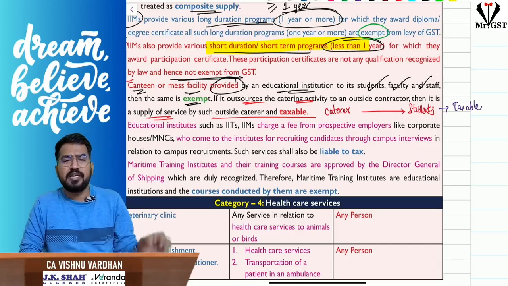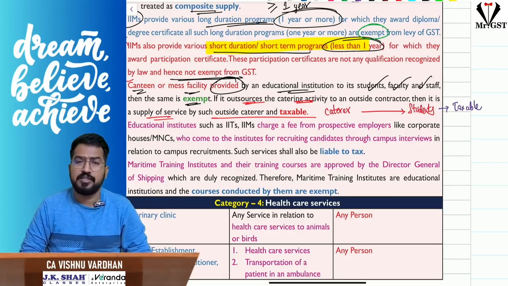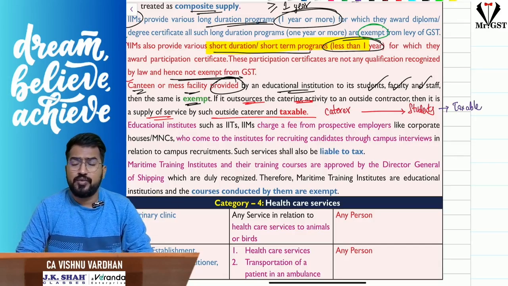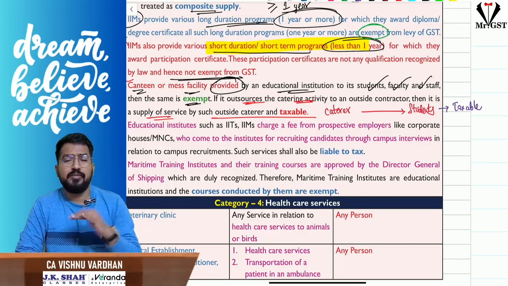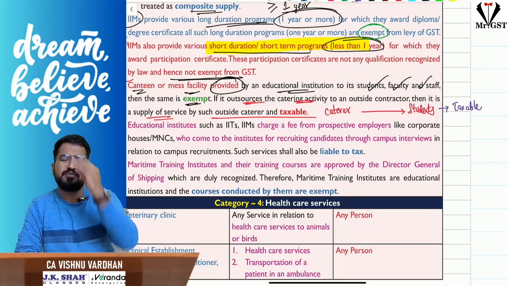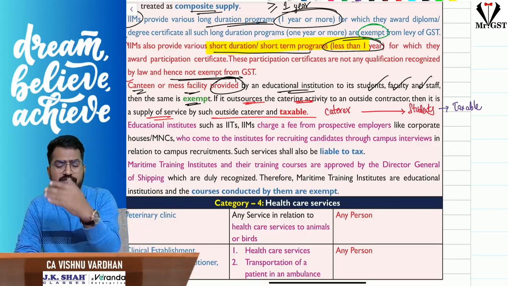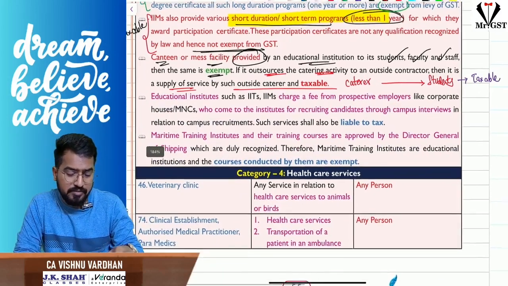Directly, the school is running the canteen, the school is selling to the students: exempt. Anything sold to the students, catering services to students provided by an educational institution, is exempt. Any service provided by an educational institution to students, faculty, staff is exempt under GST.